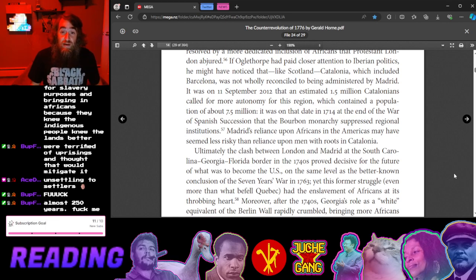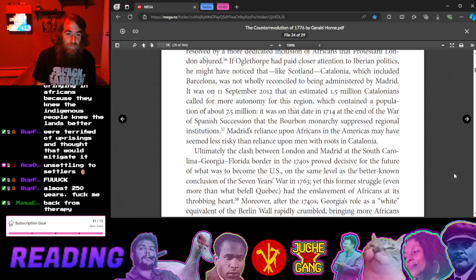If Oglethorpe had paid closer attention to Iberian politics, he might have noticed that, like Scotland, Catalonia, which included Barcelona, was not wholly reconciled to being administered by Madrid. It was on the 11th of September 2012 that an estimated 1.5 million Catalonians called for more autonomy for this region, which contained a population of about 7.5 million. It was on that date in 1714, at the end of the War of the Spanish Succession, that the Bourbon monarchy suppressed regional institutions. Madrid's reliance upon Africans and the Americans may have seemed less risky than reliance upon men with roots in Catalonia.